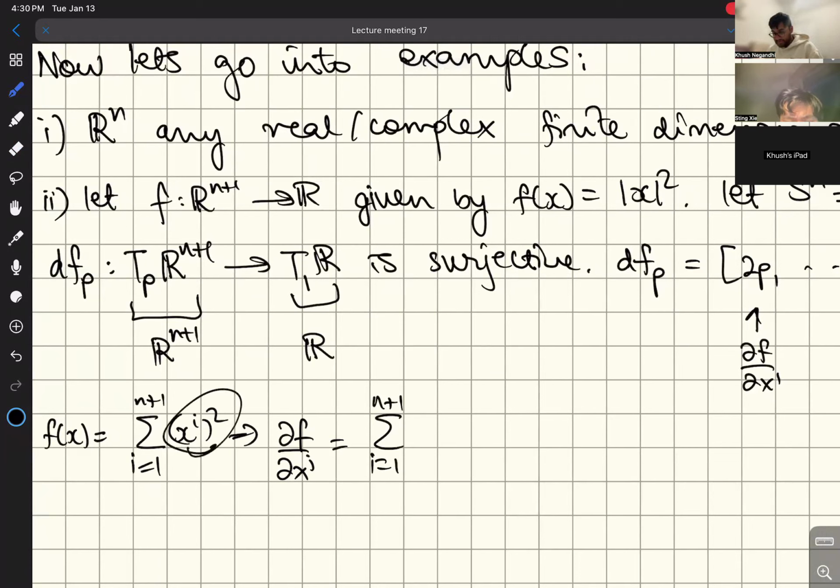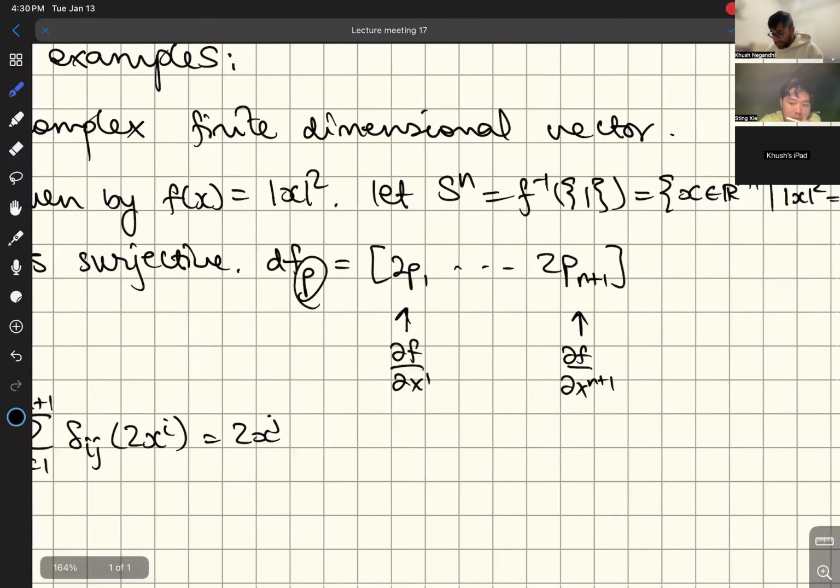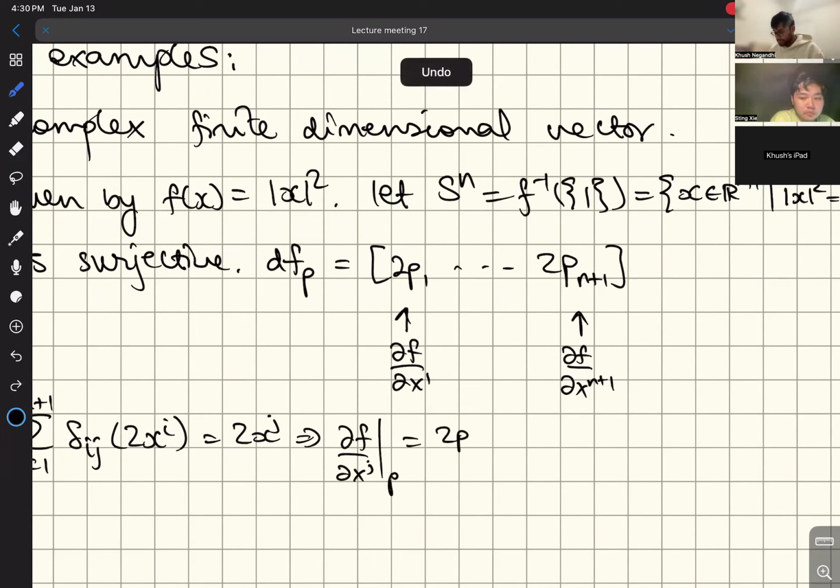And then I have to take the derivative of this thing. But if xi and xj are not the same, I get 0. So I have a delta ij times 2xi. This is just the product rule, which gets me 2xj. But now I'm evaluating this at the point p. So partial f partial xj at the point p is just 2pj. Okay. However you want to write it.